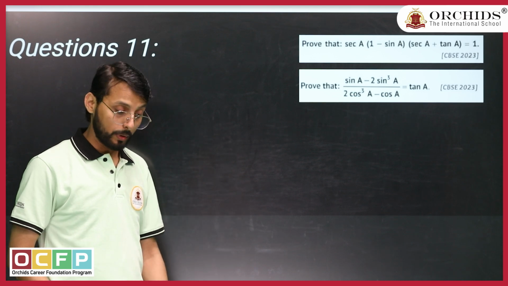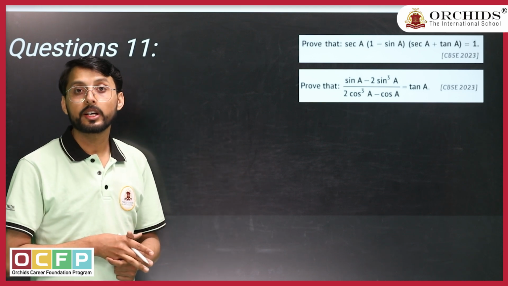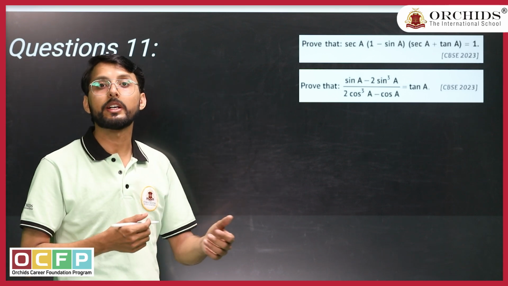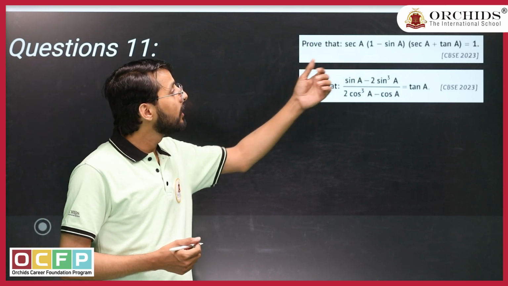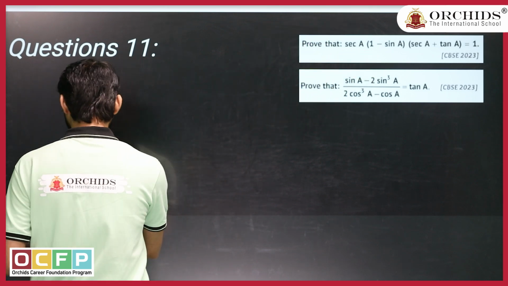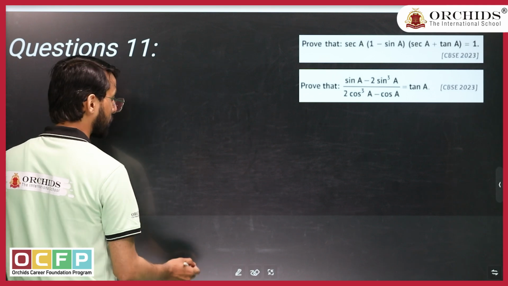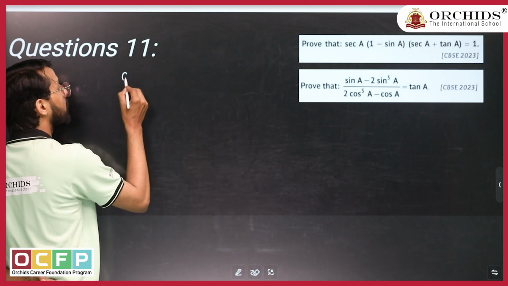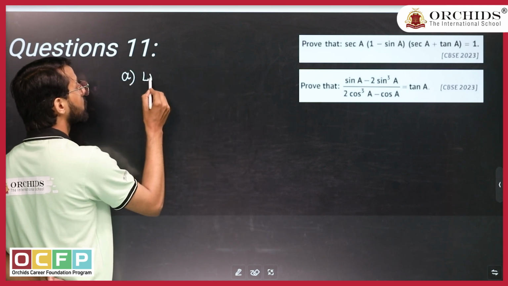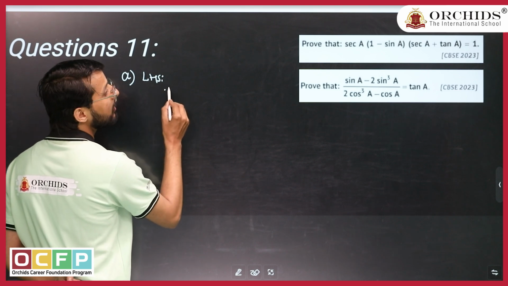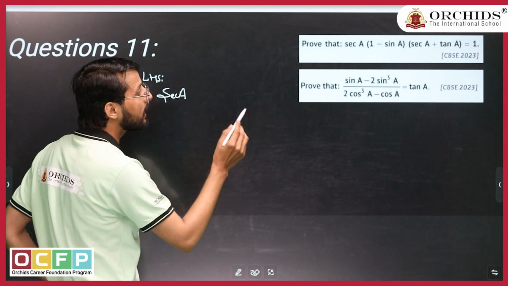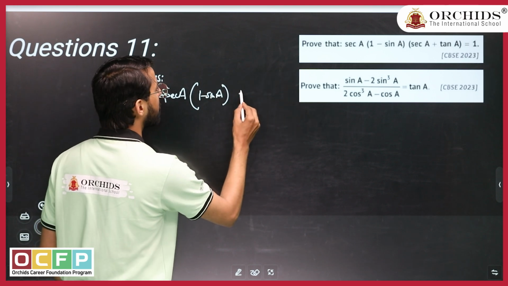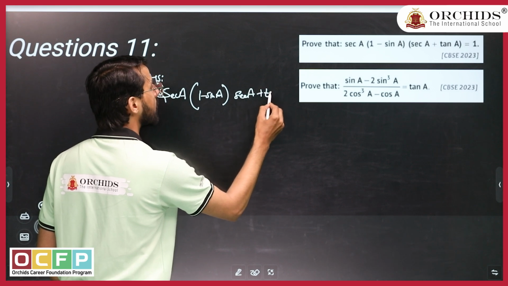Let's see the proof. But the very important part is, before starting the proof, you should write your LHS part or RHS part to begin it. Since we can see the RHS is 1, we will start with the LHS, because the RHS we can't break further. It is already 1, so what to break? So let's see the first part of the question. I am writing A part, where the LHS I am choosing is secant A, and in a bracket they have given 1 minus sin A, and in the second bracket secant A plus tan A.